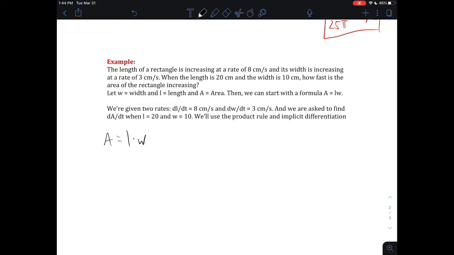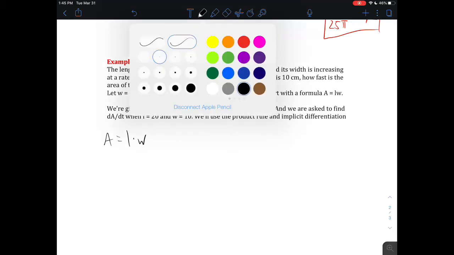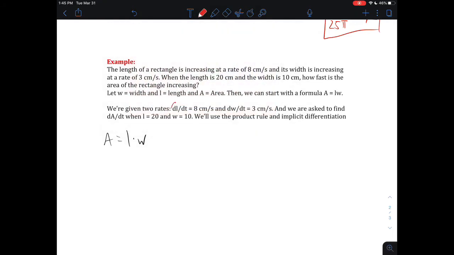We're also given two rates. The first rate that we were given is that the length is increasing at a rate of 8 centimeters per second, which means dL/dt, the derivative of length with respect to time, is 8 centimeters per second. Notice how the units act in the same way as the fraction.